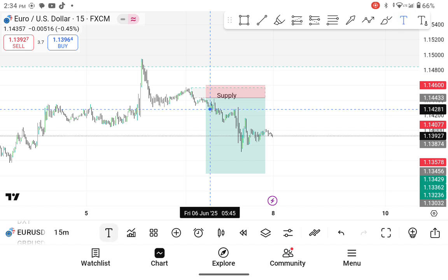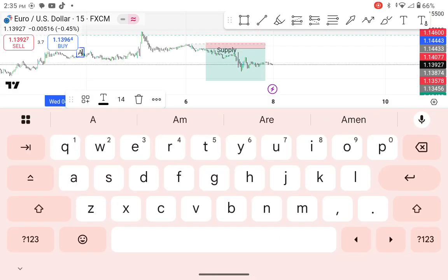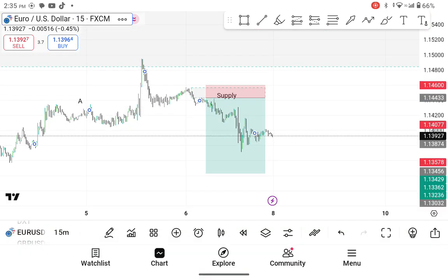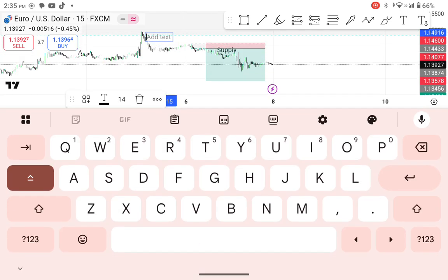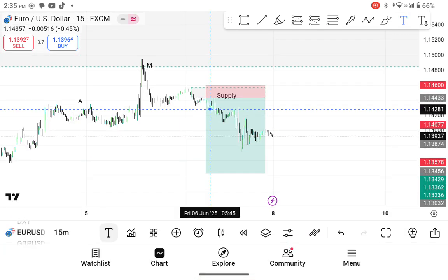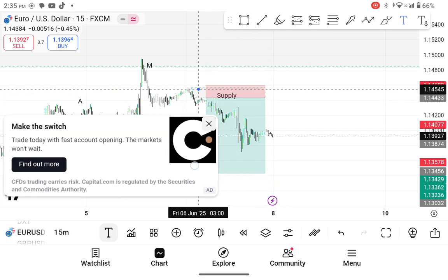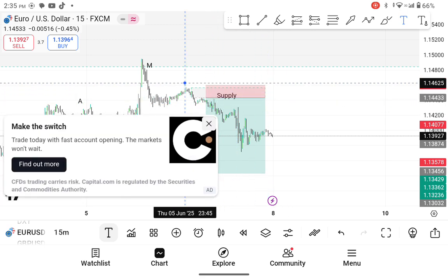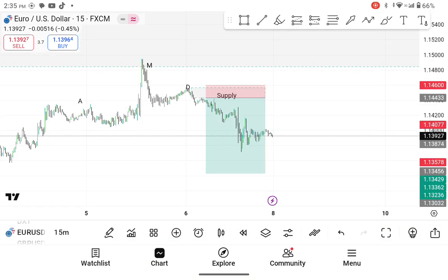You can see we have the same thing: accumulation, manipulation, distribution, even in our EU, and same thing in GU. So in EU, I'll just put the A. You have the A here, that stands for accumulation. You have the M here, that stands for manipulation, and you have the D here, that stands for distribution. So you see AMD: accumulation, manipulation, distribution.